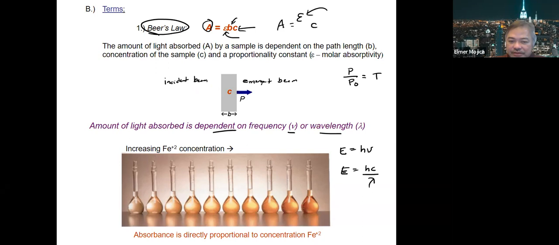So in the example that you have here, this is what? Iron 2 plus concentration. As you look at it, as it becomes darker or more dark, there's a higher absorbance in what we call the reading.